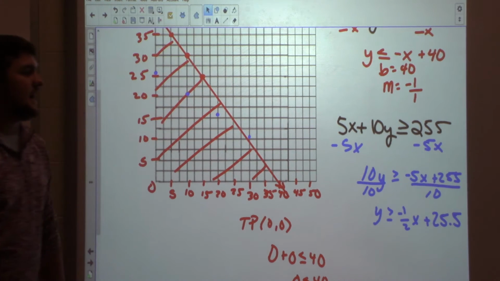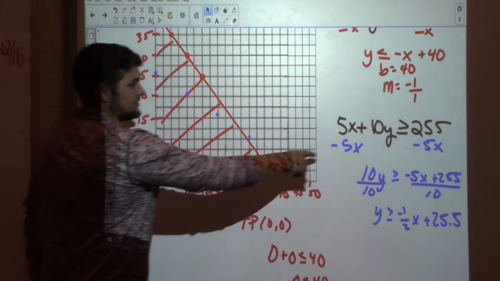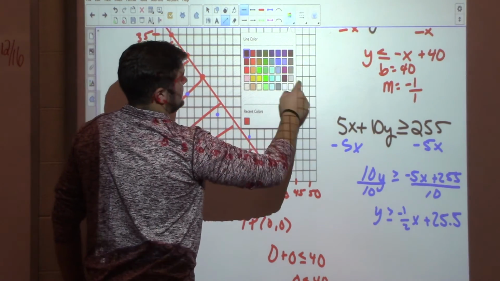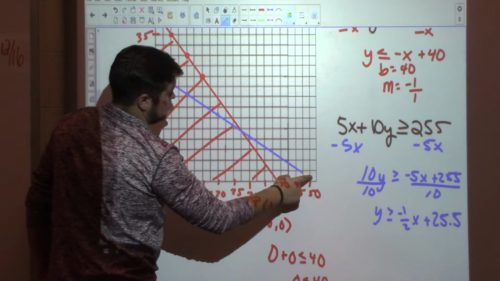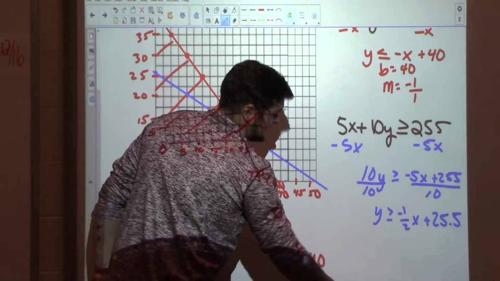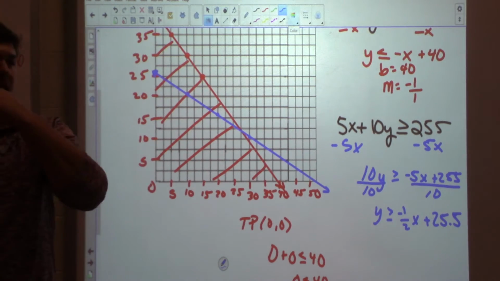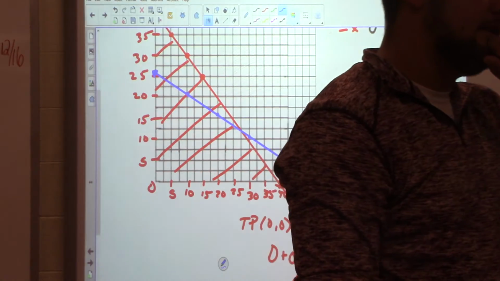Is this going to be a dashed or solid line? Solid. It's or equal to, right? So if I put my line in there, blue, sweet. Alright, so my blue line is in there. Now, guys, when we do problems like this, if you don't have arrows, that's okay. Why would I say that's okay?